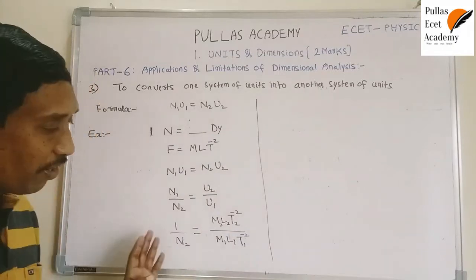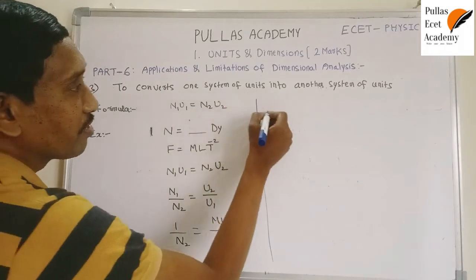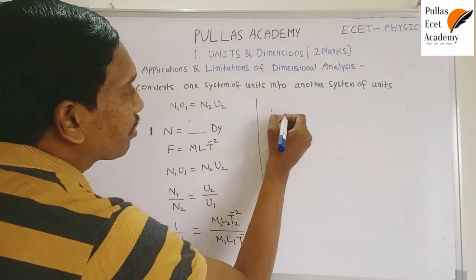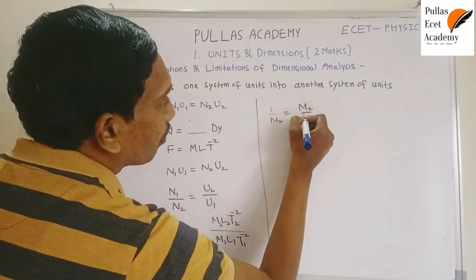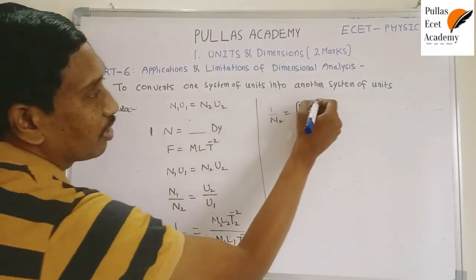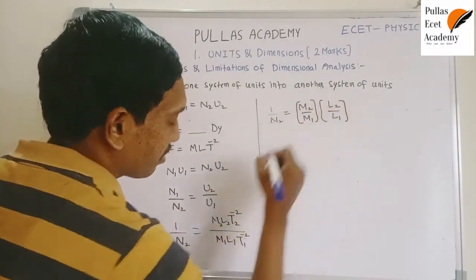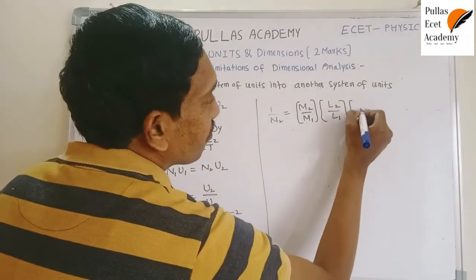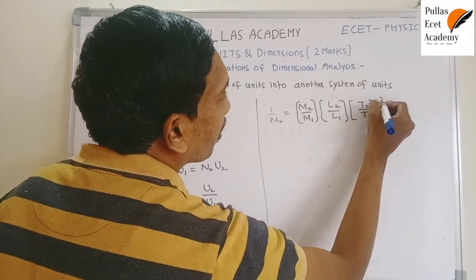Now simplify this equation and you get the n2 value. How to simplify? Listen carefully. 1 by n2 is equal to, M2 by M1 written in one place because both represent masses, whereas L1 and L2 indicate length, so write L2 by L1. Next, T1 and T2 stand for times, so write T2 by T1 whole to the power minus 2.